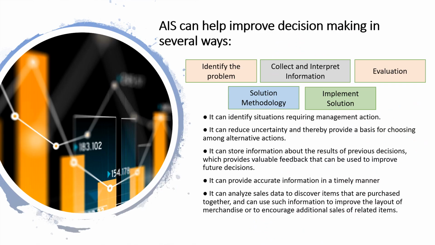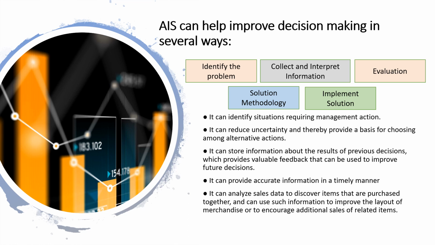Now let's go to the details on how AIS helps improve decision making in several ways. So we know in decision making, first you need to identify the problem of the company, and then you need to collect and interpret information. So you collect the data, the information from the AIS or from outside parties, and then you need to evaluate. And then there is also the solution. You choose the best solution, that is the solution methodology, and of course choosing the alternative from the solutions so you can implement your solution.